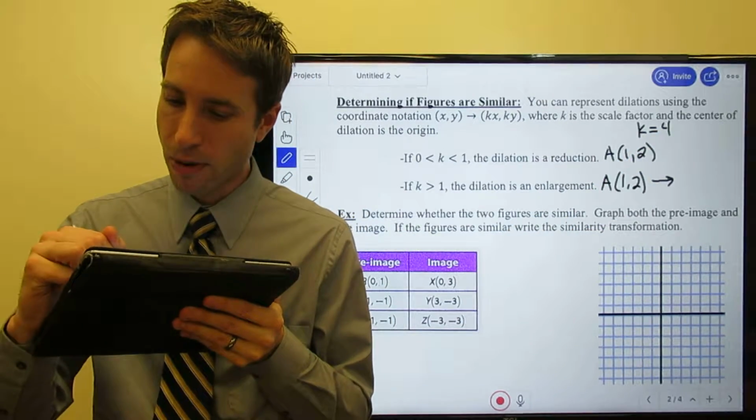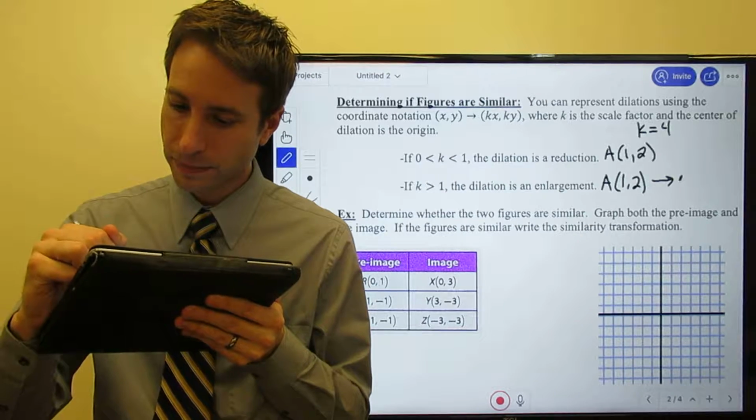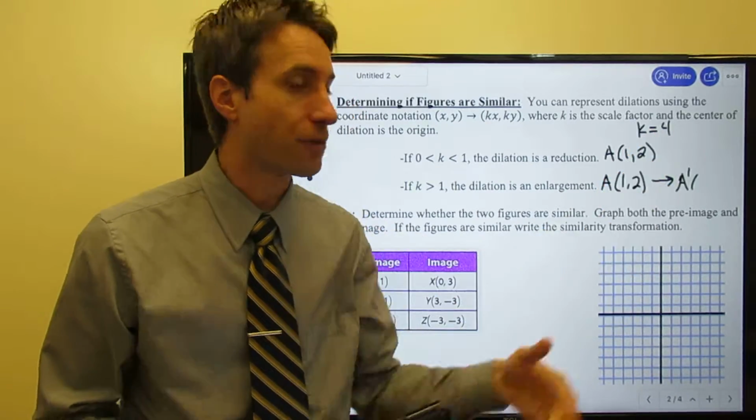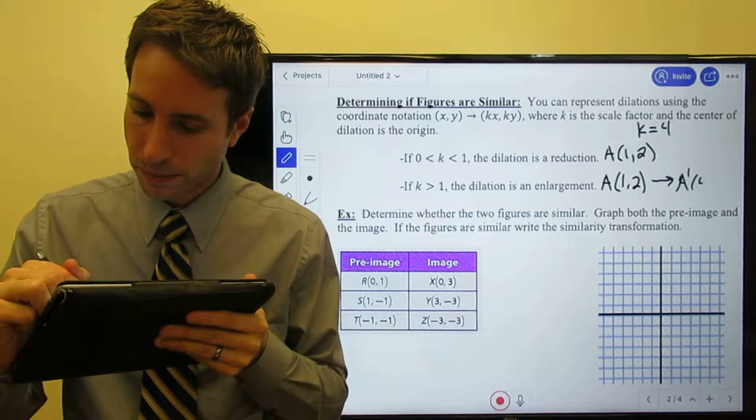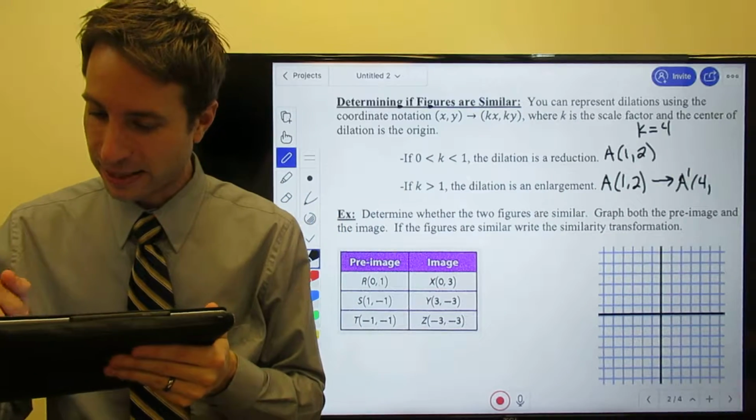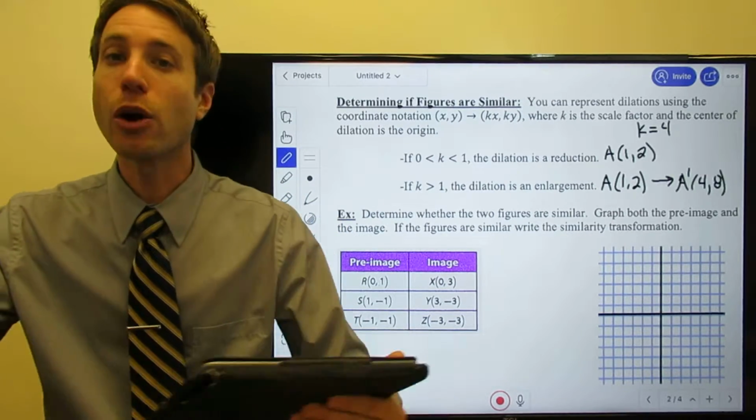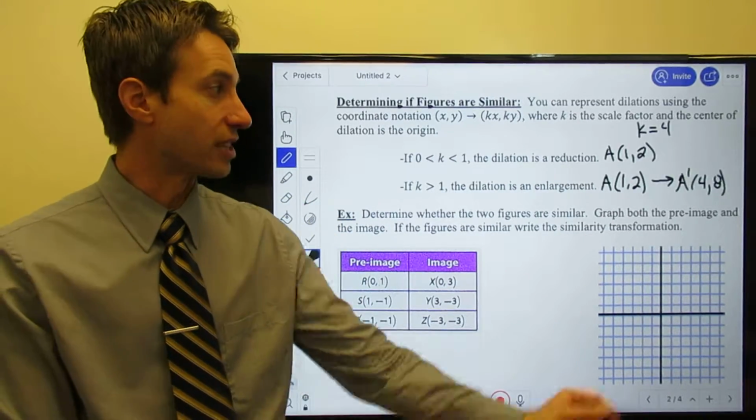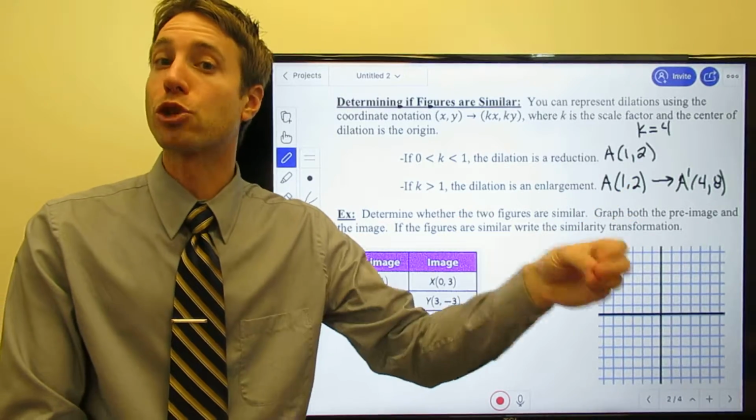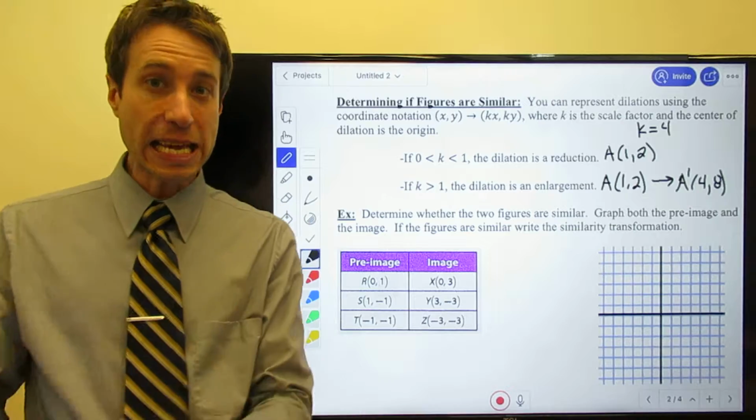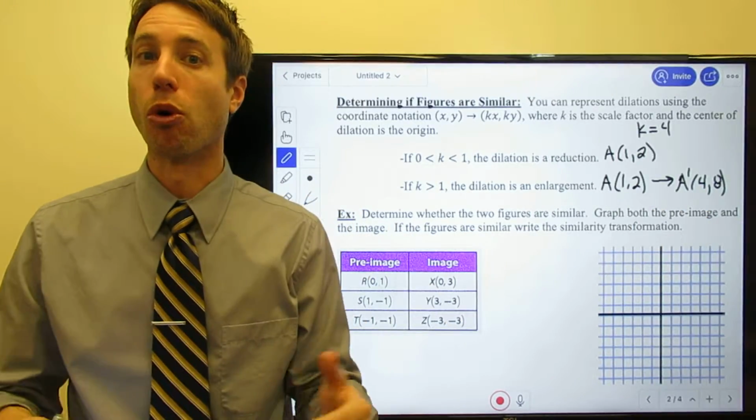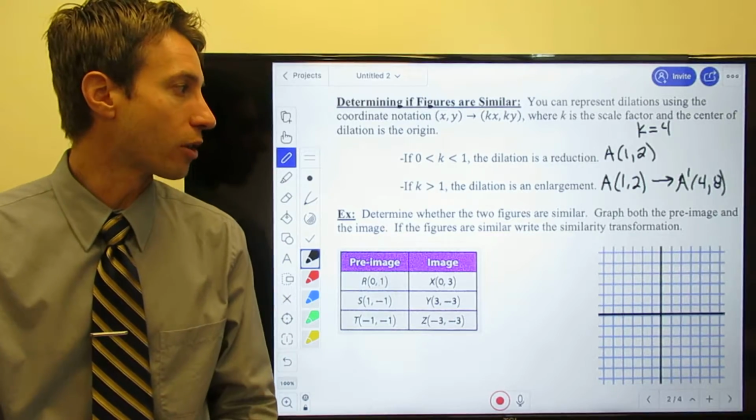My k is a 4. So A prime is now going to be 1 times 4 is 4. 2 times 4 is 8. And there you go. You just performed a transformation. The original point, the pre-image, was at 1, 2. I do the transformation, and my image, my A prime, is now at the point 4, 8. All right, so that's the way that all of these are going to work.